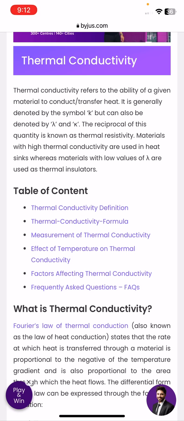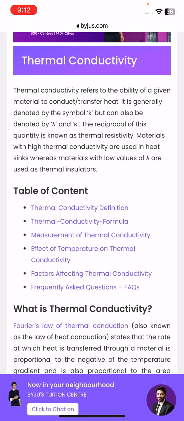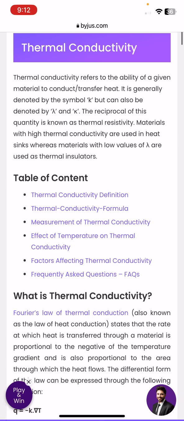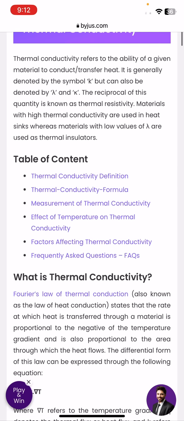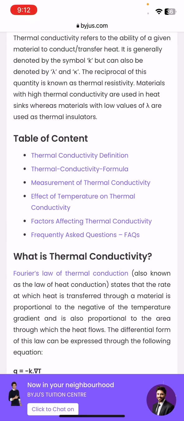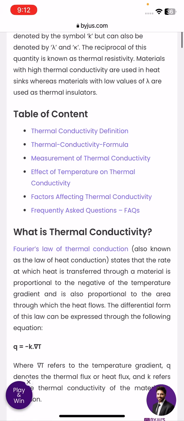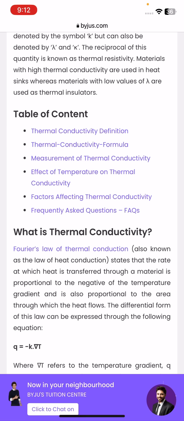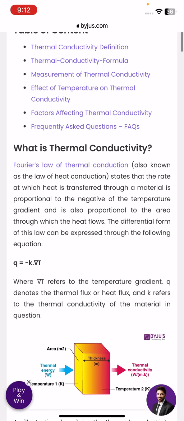Thermal conductivity refers to the ability of a given material to conduct, or transfer, heat. It is generally denoted by the symbol K, but can also be denoted by lambda. The reciprocal of this quantity is known as thermal resistivity. Materials with a high thermal conductivity are used in heat sinks, whereas materials with low values are used as thermal insulators.